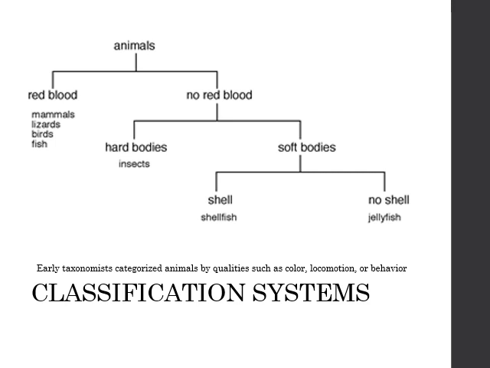And then hard bodies are insects, soft bodies are things like shellfish, or no shellfish. Where would worms fall in this? Soft body, no shell? Is that where you put them? They have red blood, so would you put them over here? Yeah, they do. Some of them don't, so some might be over here and some might be over there. So you start to see issues. Taxonomy got really confusing and they got into the weeds.